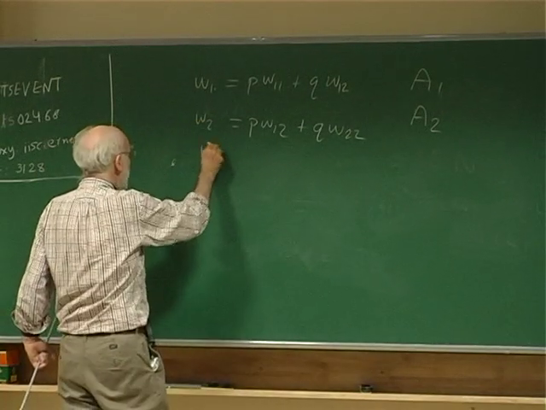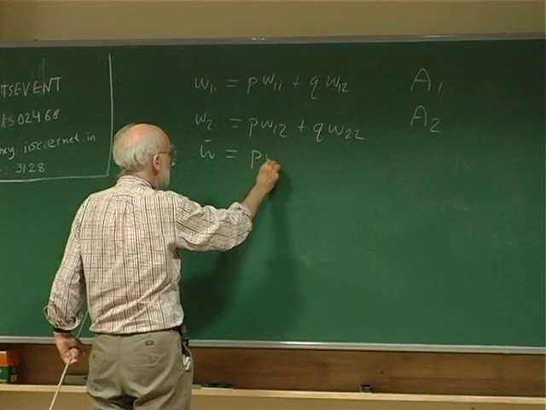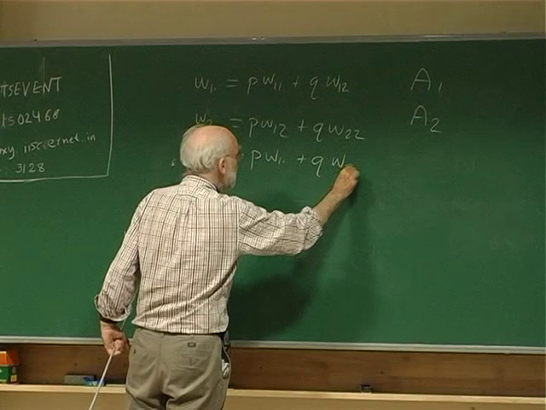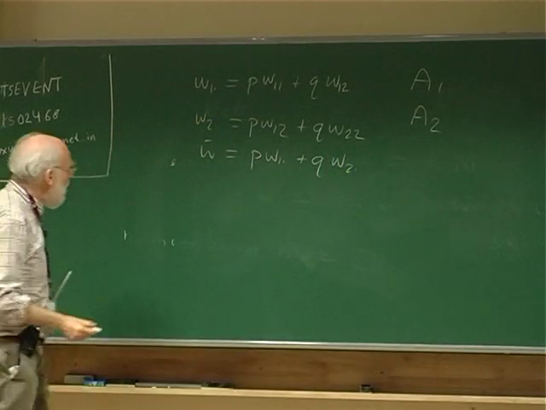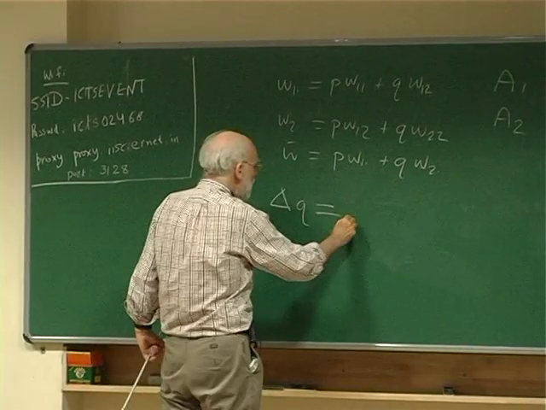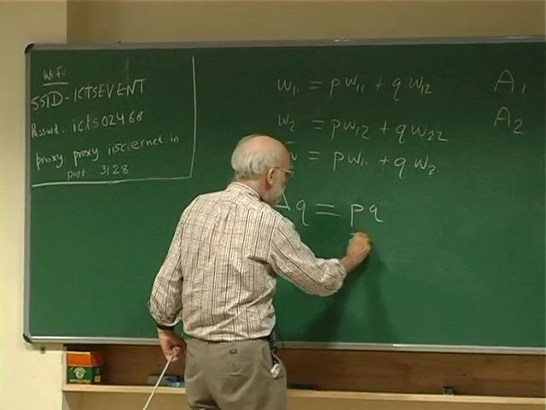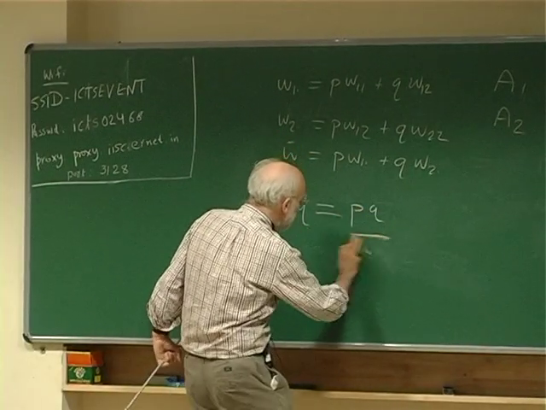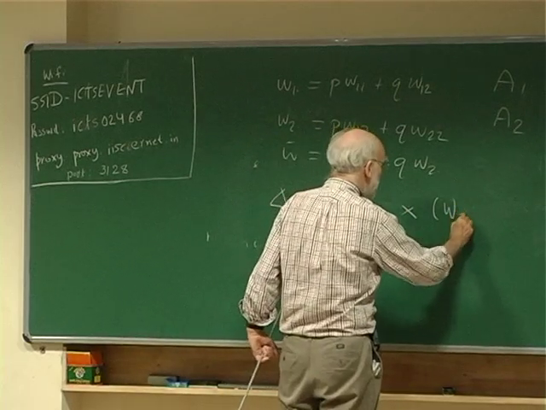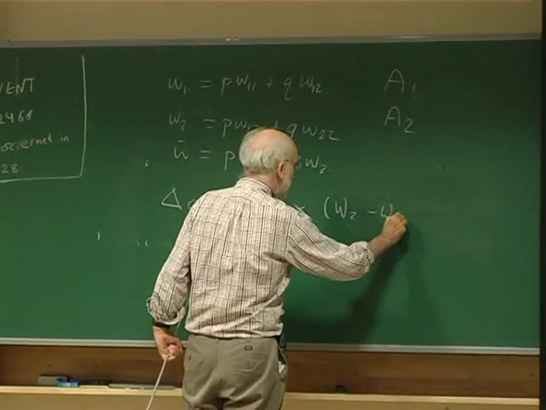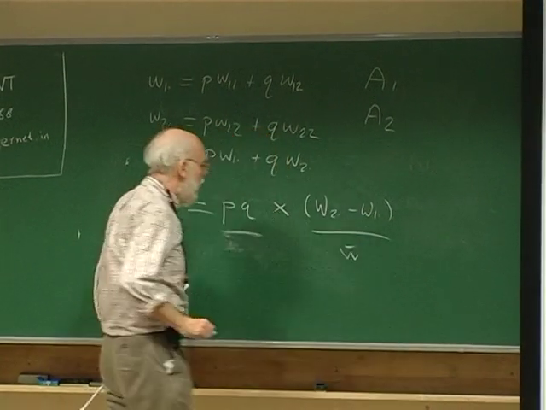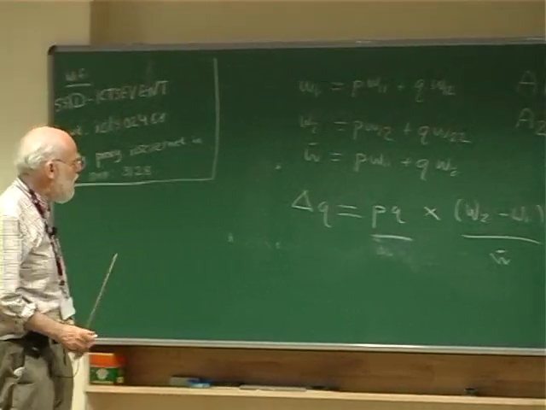And the mean fitness of the population, you can check this for yourself, is just the average of the 2 marginal fitnesses weighted by their allele frequencies. Delta Q is equal to PQ times the difference between W2 dot minus W1 dot over W bar. So that's our final expression.